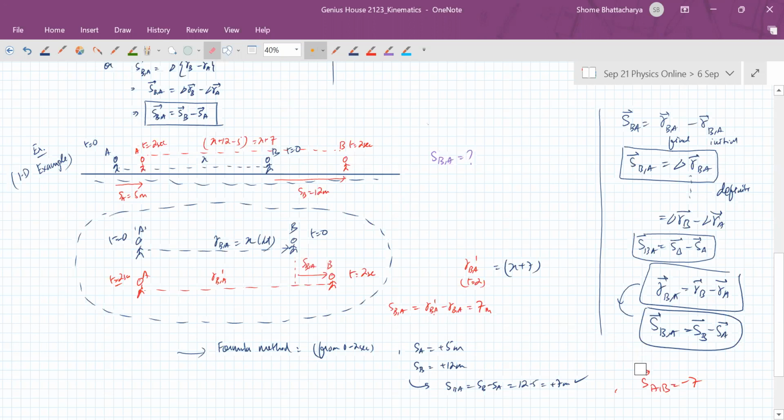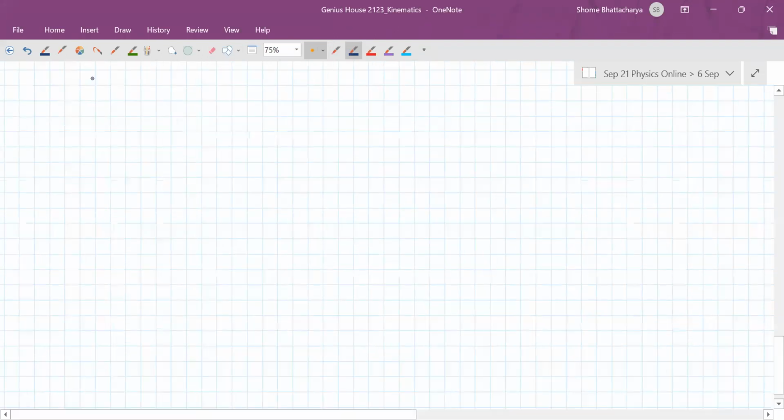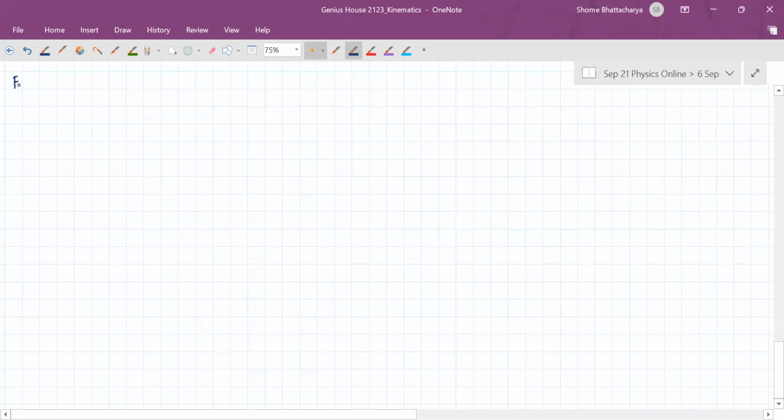So this should be written in scalar notations. Okay, so hope this example is clear. Yes, sir. Okay, now let's move on to another example.